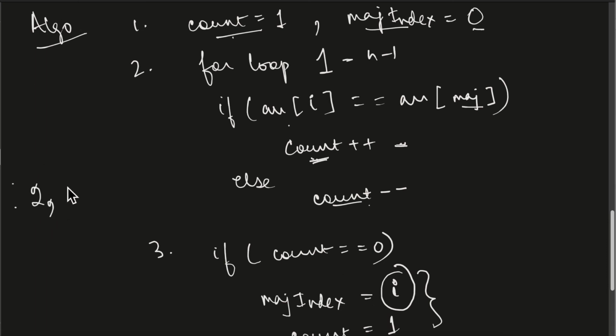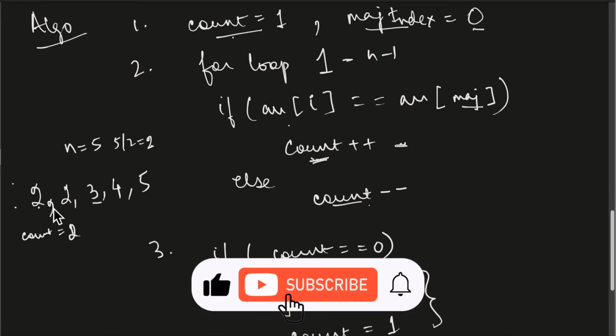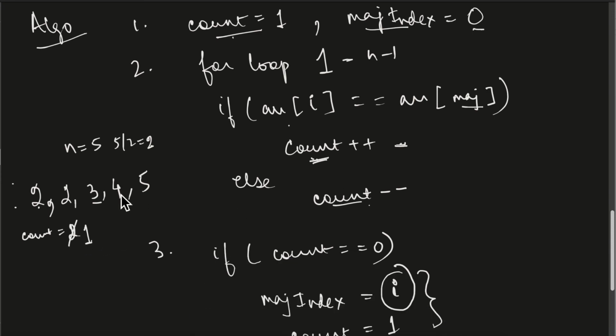Suppose we have elements 2 and 2 followed by 3, 4, 5. What is the length of this array? N equal to 5. 5 by 2 is equal to 2. This element 2 has occurred, so count is now equal to 1. Again another 2 has occurred, now count becomes 2. But now I come across another variable which is not equal to 2, so count will become 1. It will decrement, count minus minus. Again I encounter another variable which is 4, and the count will become 0. The moment it becomes 0, everything gets reset.